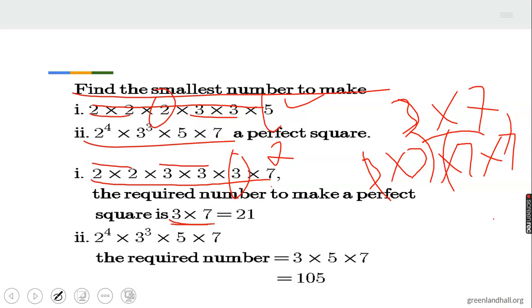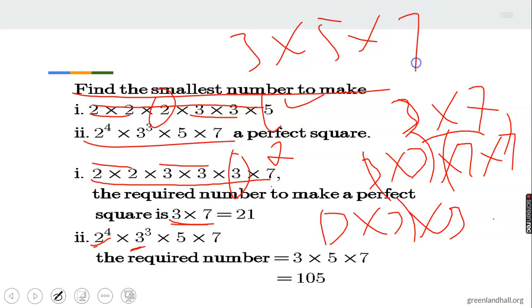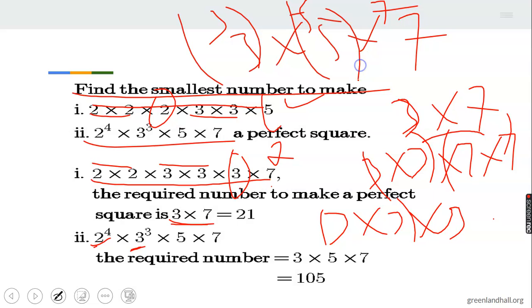2 raised to the power 4 times 3 raised to the power 3 times 5 times 7. This one is even already. This one is 3 times 3 times 3. When you remove 2 out of it, it remains 1. That means only 3 times 5 times 7 cannot be paired because they are not even. Now that means we introduce another 3, another 5, another 7 to make them paired. Now these are the numbers with which you multiply that number to make it a perfect square.